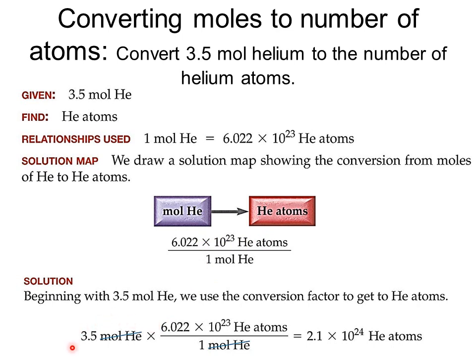Here's the setup again. According to our given 3.5 moles, the conversion factor is arranged so that moles cancel, and you end up by multiplying to get this number, 2.1 times 10 to the 24 helium atoms.